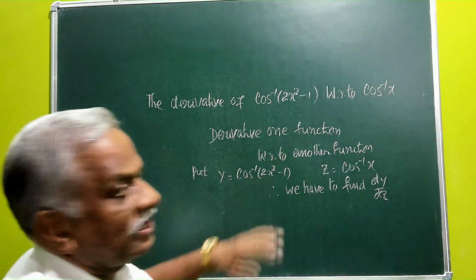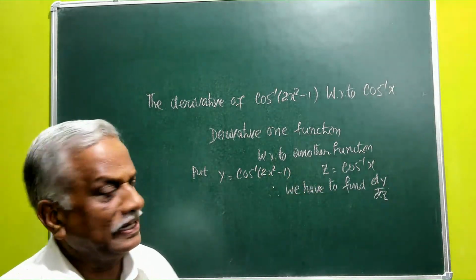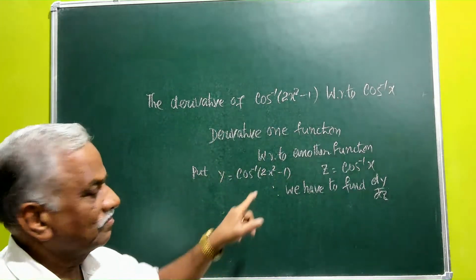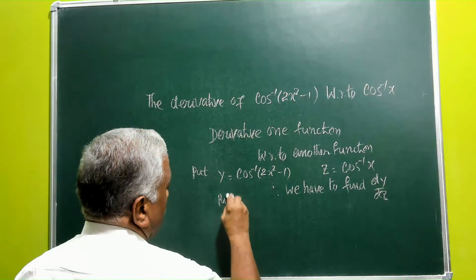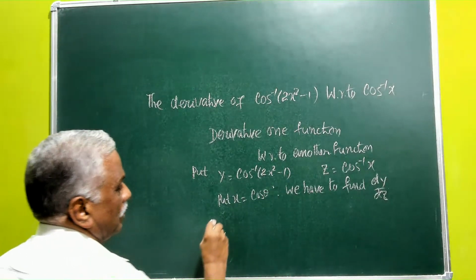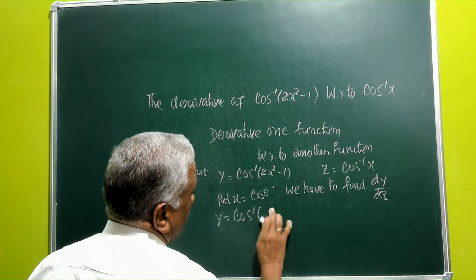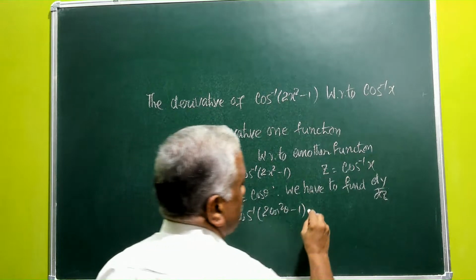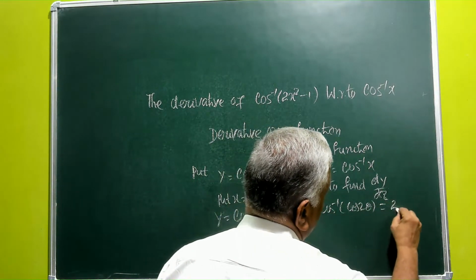So here we have to find dy by dx and dz by dx and then divide one by the other. Inverse trigonometric function, you should realize what is the substitution. If you put x equals cos theta, you should know that. The moment you see the problem, you should know that you have got to put cos theta because it is going to simplify. Cos inverse of 2 cos square theta minus 1, that is cos inverse of cos 2 theta, that is equal to 2 theta.